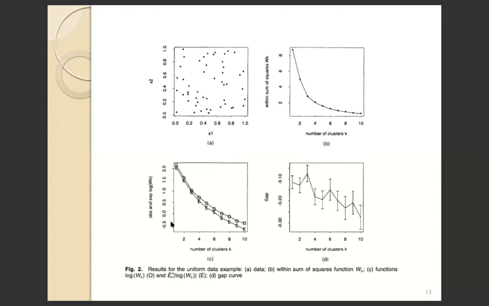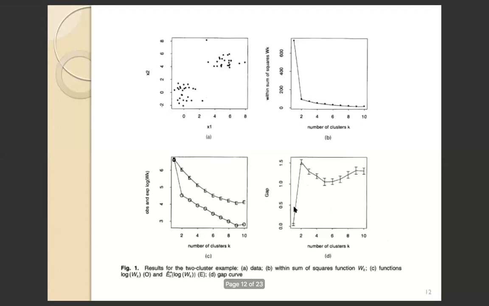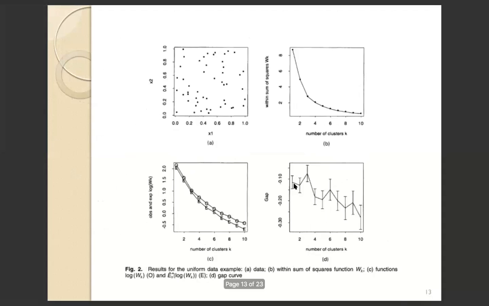You can also see that the observed and expected curves are very close. Over here, you also see that unlike the previous case, we have a peak here, and then after that it kind of stabilizes. This one is kind of erratic, okay? So it suggests that there are actually no reasonable clusters.